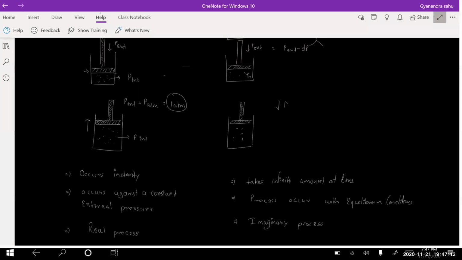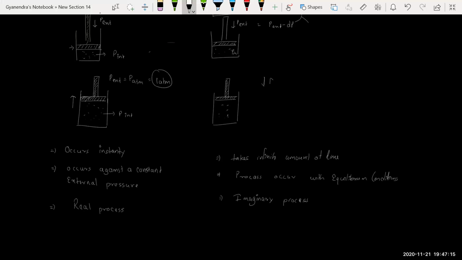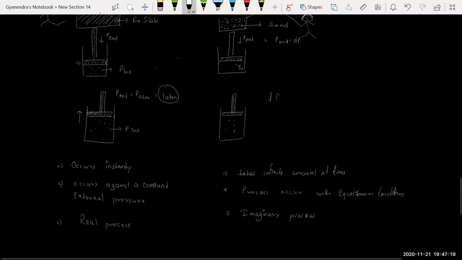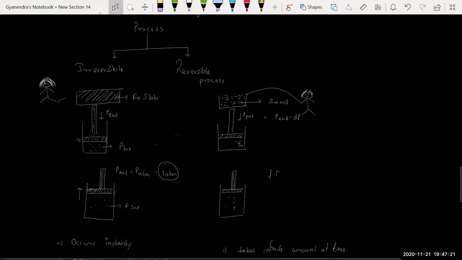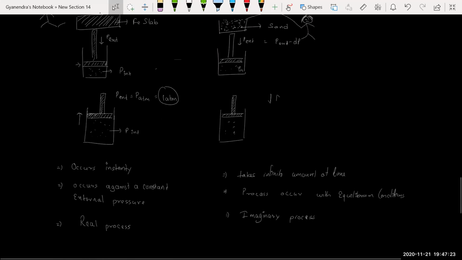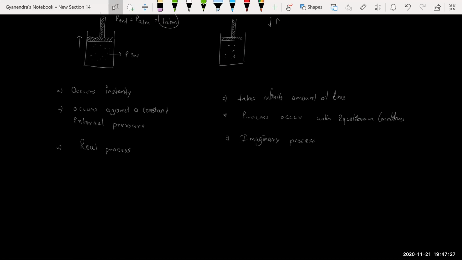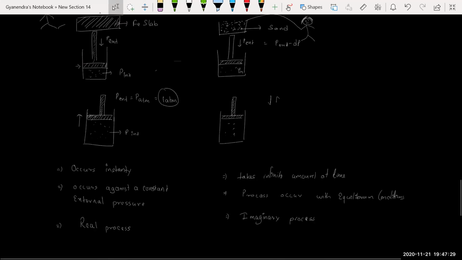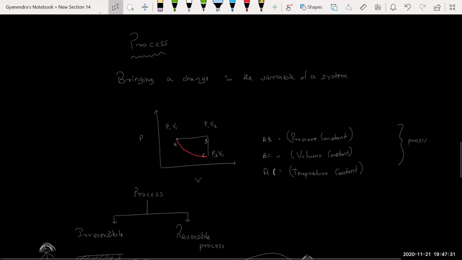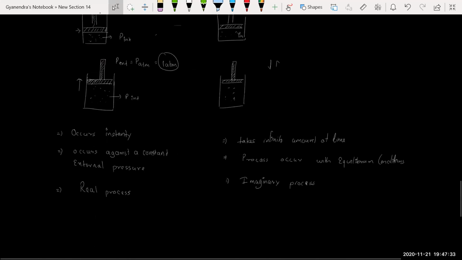Copy, sir. So let us move further and try to understand the other processes. So this is one way of classifying the process, Dinesh. Okay, sir. The other way of classifying the process is based on the nature that I've told you in the graphs, Dinesh. First one.